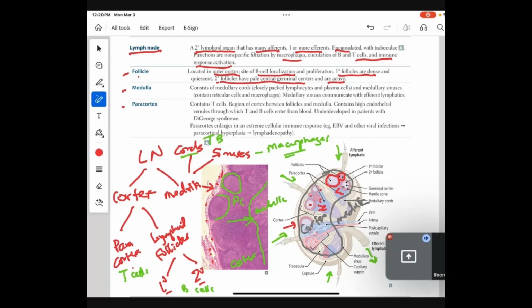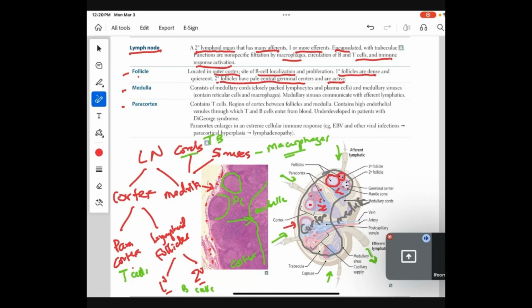All right. So why is this point important? Why is First Aid mentioning this? Okay. So if you have a bacterial infection, the bacterial antigens will travel to the lymph node and will specifically activate the B cells. Okay. To specifically activate the B cells.